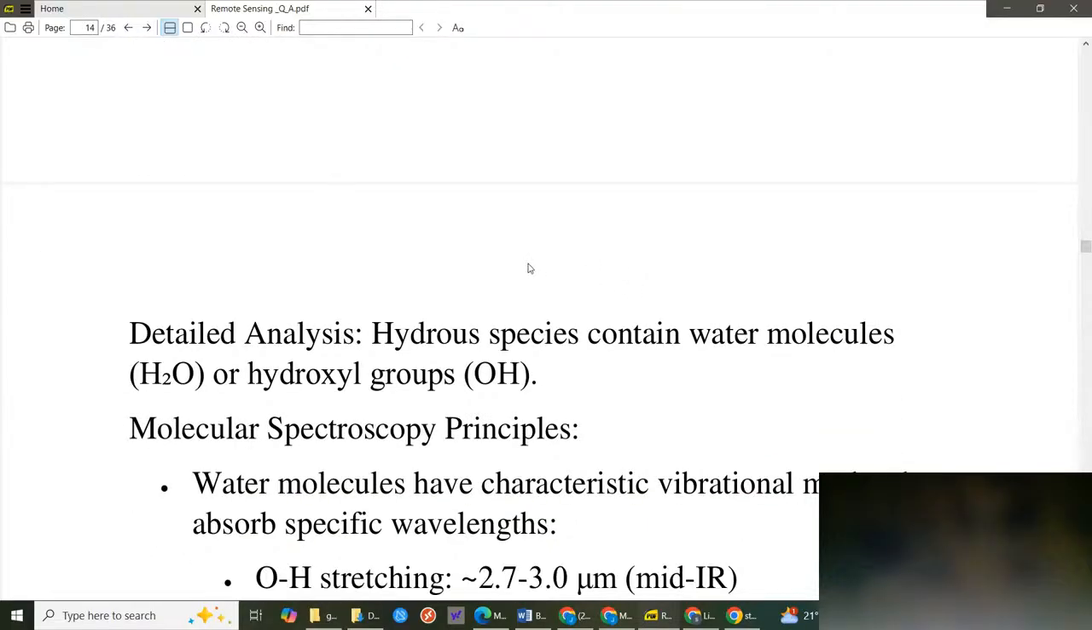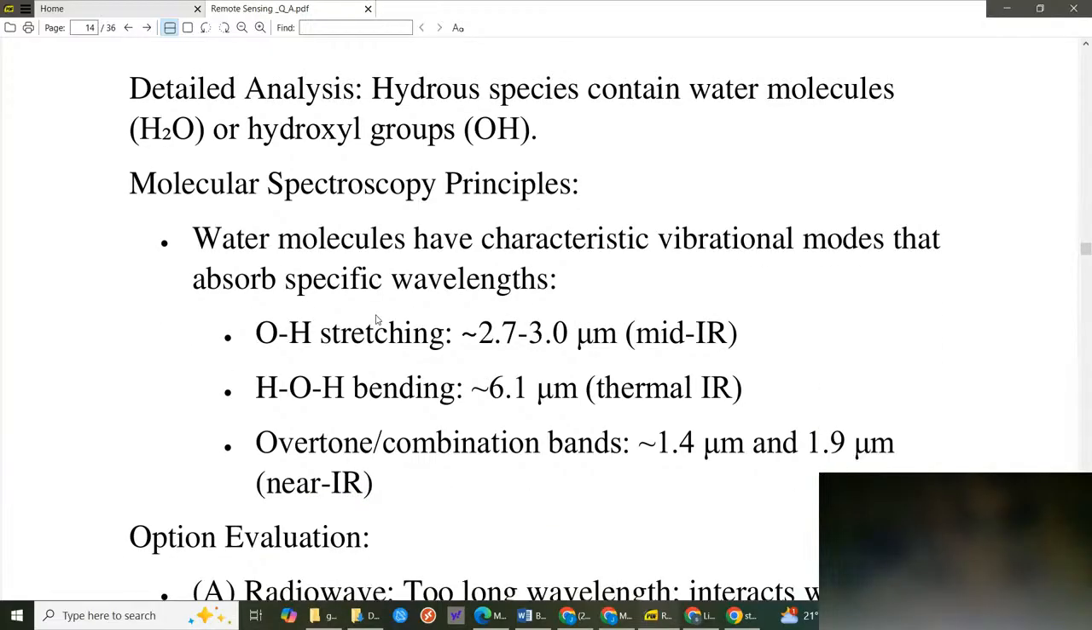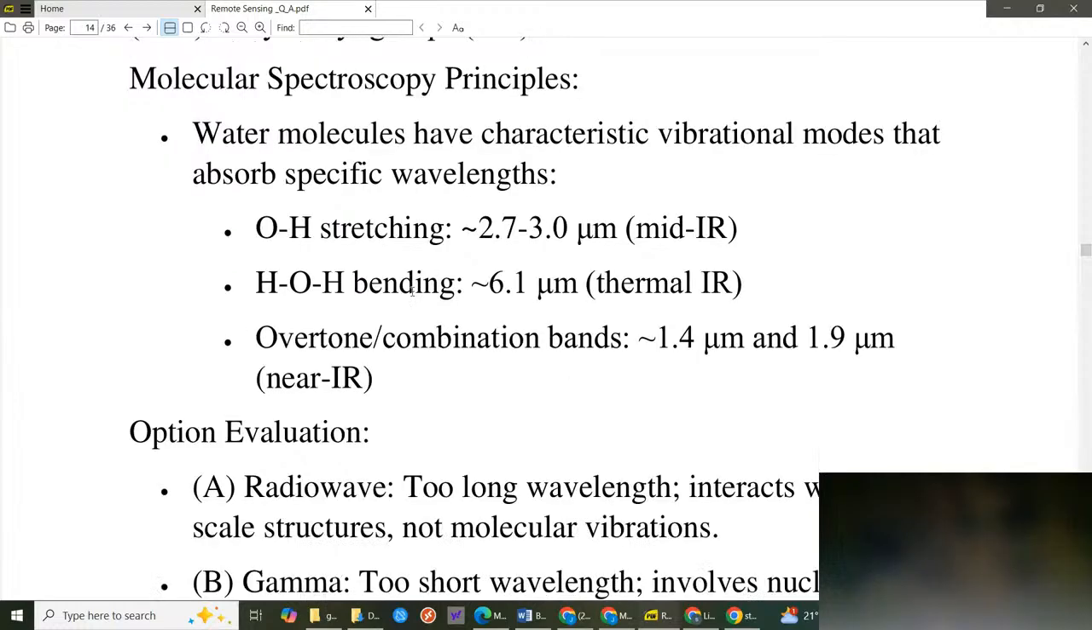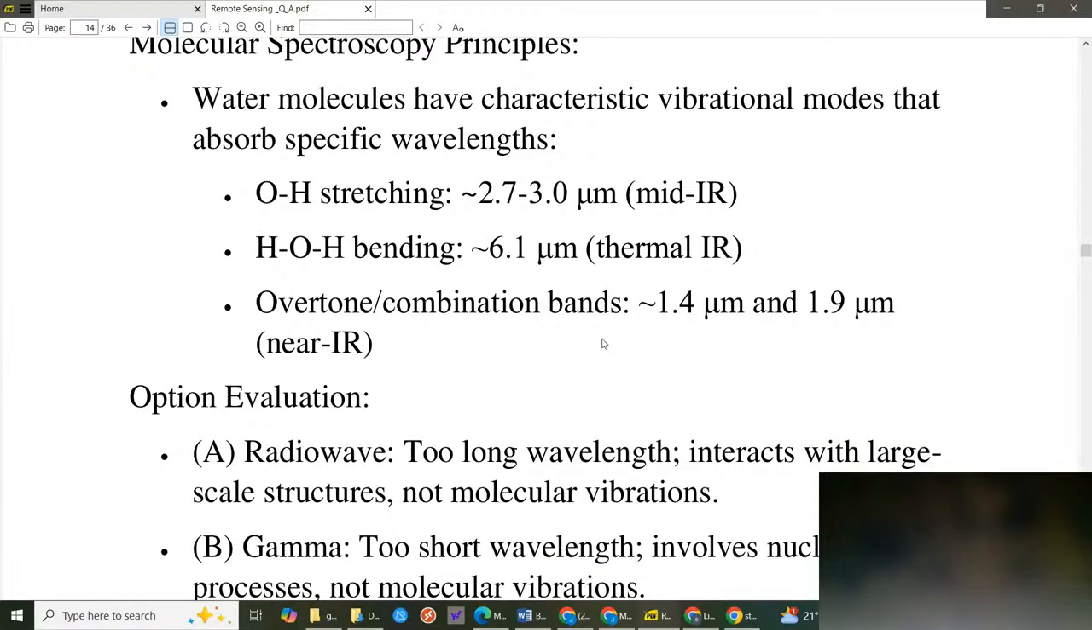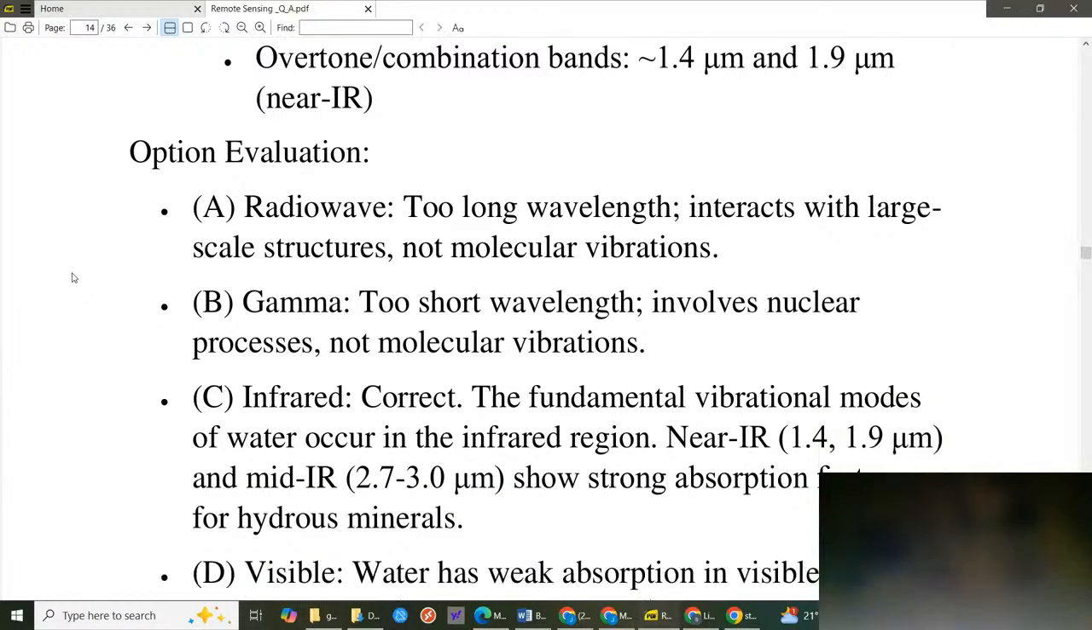Hydrous species contain water molecules. The principle is hydroxide molecular spectroscopy. Water molecules have characteristic vibrational modes that absorb specific wavelengths: O-H stretching at 2.7 to 3 micrometers, H-O-H bending at 6.1 micrometers thermal infrared, and overtone combination bands at 1.4 micrometers and 1.9 micrometers. Option evaluation.